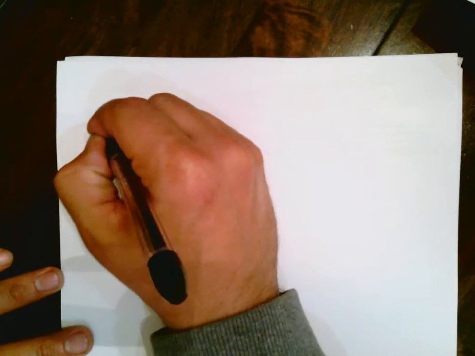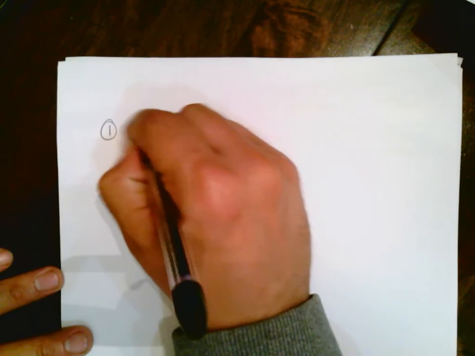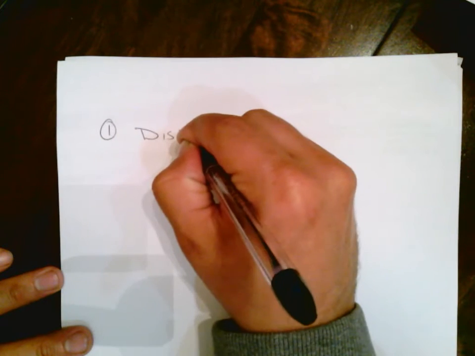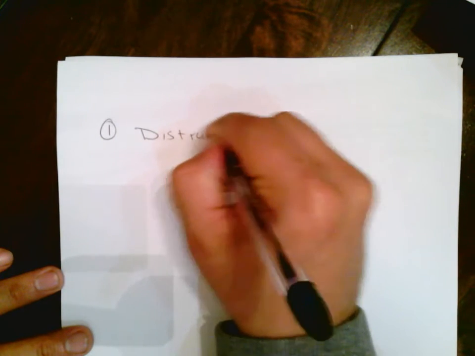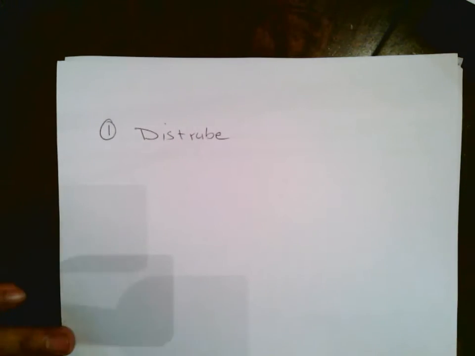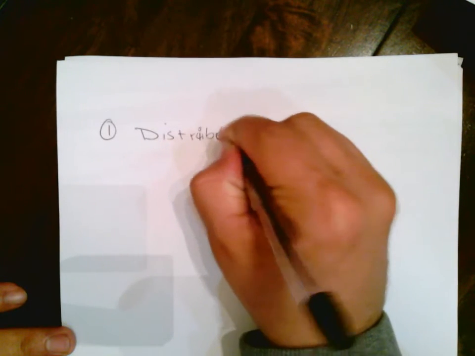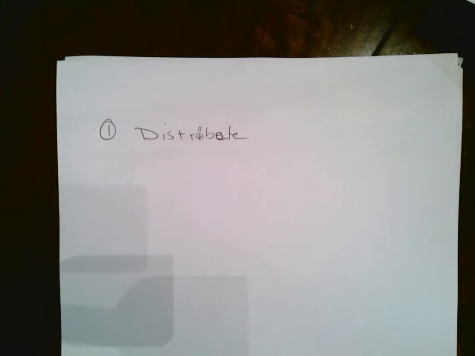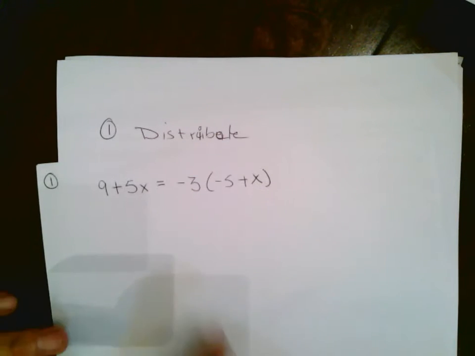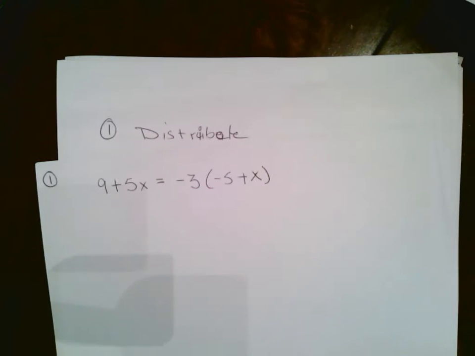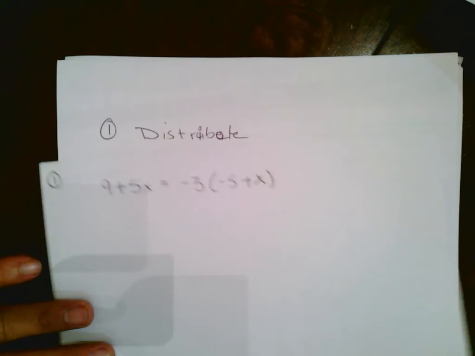Step number 1 is to distribute. And by using the distributive property, the whole process or the reasoning behind that is to remove all of the parentheses. We're going to take this crazy looking problem and make it a little bit more simple.